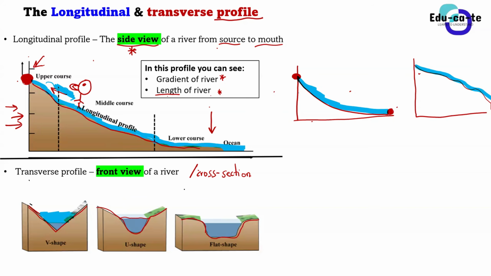You can see the depth of the river. You can see how deep the river is. These are the things that you can see from each profile. Because guys, imagine if you are inside the river, you can see how deep it is. But if you are just looking from the side, you don't know what's happening inside.